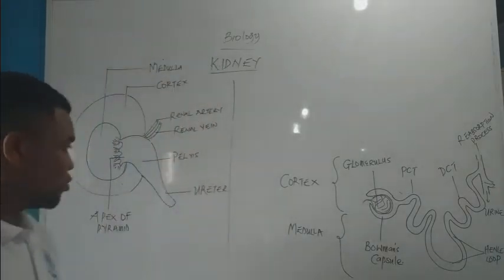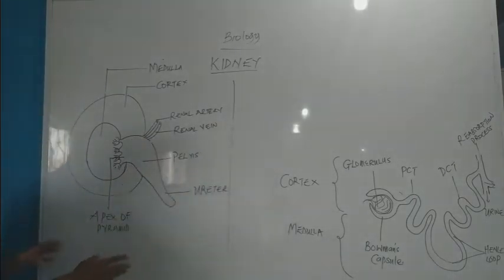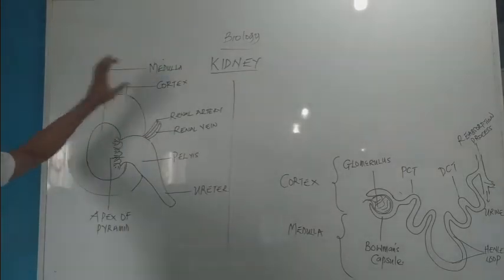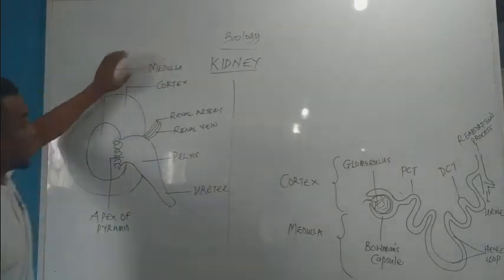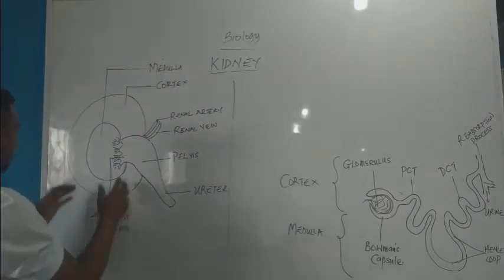Now, we're going to look at the kidney. This is the localization of the kidney. Look at this part now. The kidney consists of the outer part called the cortex, and the inner part called the medulla. So the outer part of the kidney is the cortex, and the inner part is the medulla.